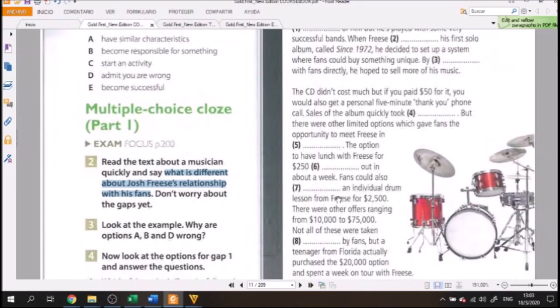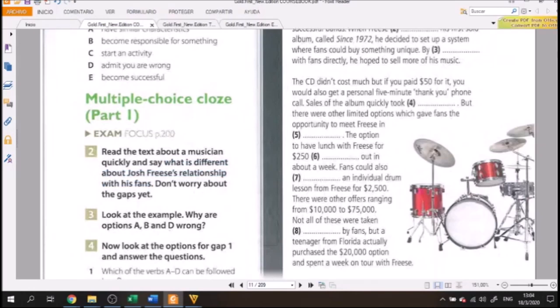So the question is, what is different about George Freese's relationship with his fans? Can you tell me your answers in the chat? Now I'm going to leave you again for a minute so you can discuss this question in the chat with your teacher. What is different about George Freese's relationship with his fans? Discuss this in the chat. Please, it's important that you interact and that you connect at the time of your class.